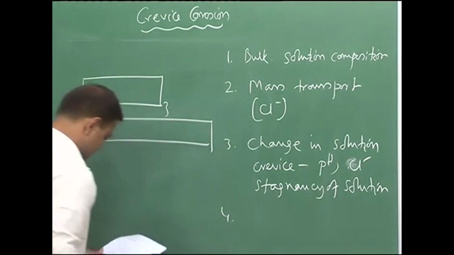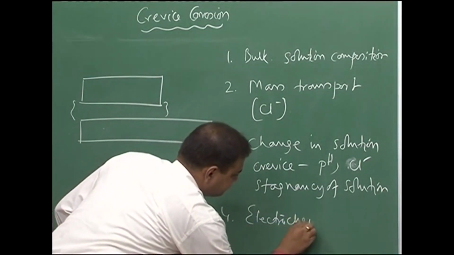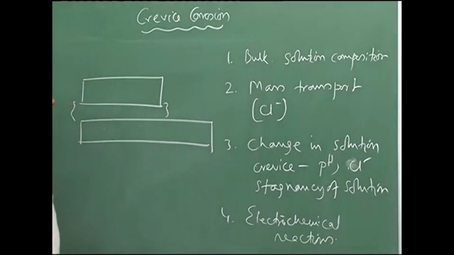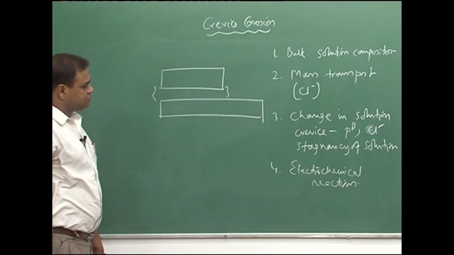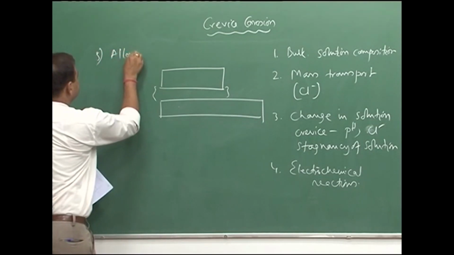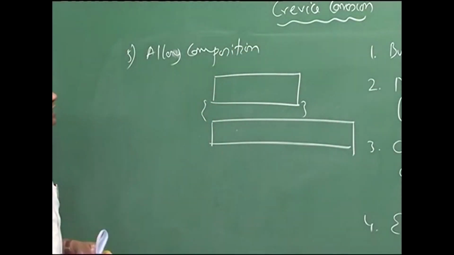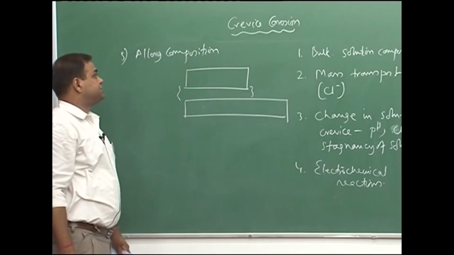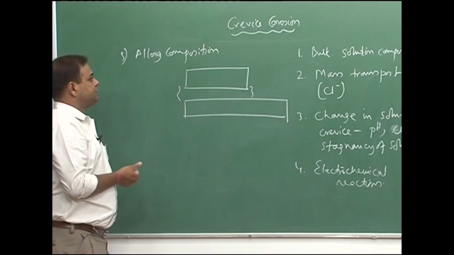Now, fourth one is electrochemical reactions. Of course, what sort of electrochemical reactions are going on, that can affect the crevice corrosion. Then we have fifth, alloy composition. Effect of minor and major elements, and this alloy composition also decides whether the material or the alloy would go to passive state or it will remain in active state.